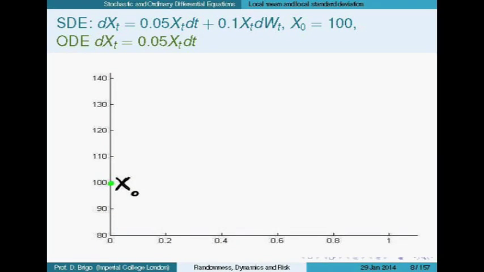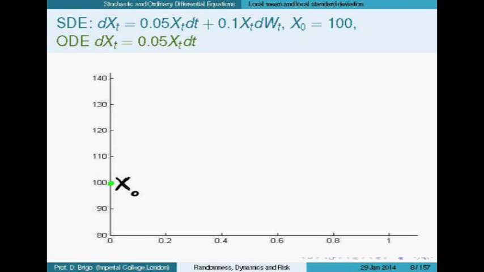Suppose we have, like the blue equation on top, a local growth trend in the financial variable of 5%, and we have a 0.1, or 10% if you like, volatility in the random part, with the stock price starting initially from 100.